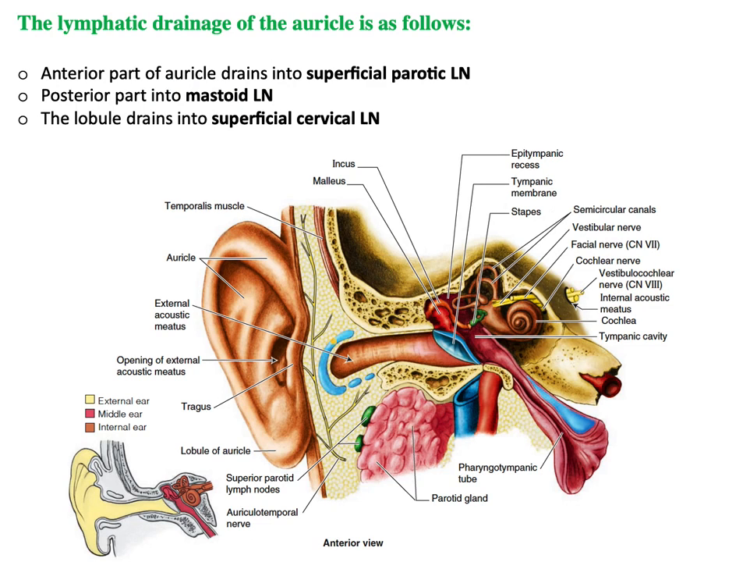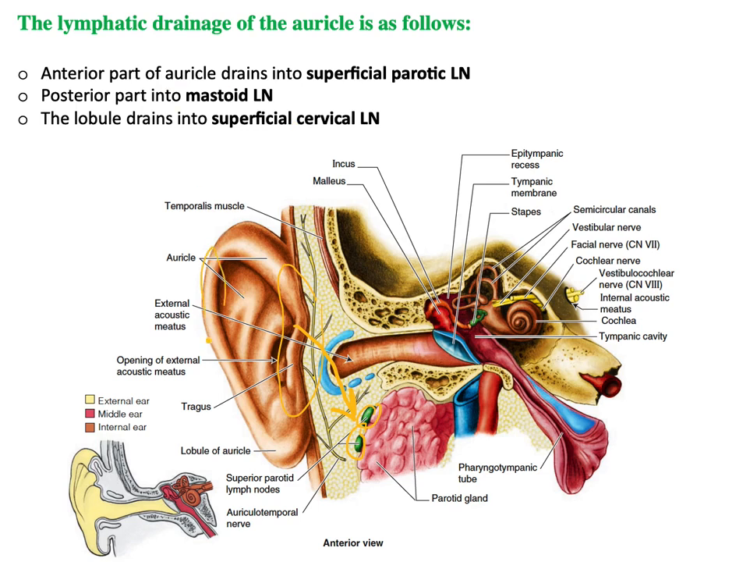Now, the drainage from the auricle, which is very easy to remember, right? The anterior part, which is close to the parotid gland, you know, there are superficial parotid lymph nodes. So the lymphatics from the anterior part of the auricle drain into these lymph nodes, the superficial, superior parotid lymph nodes. Also, of course, they are superficial, right?